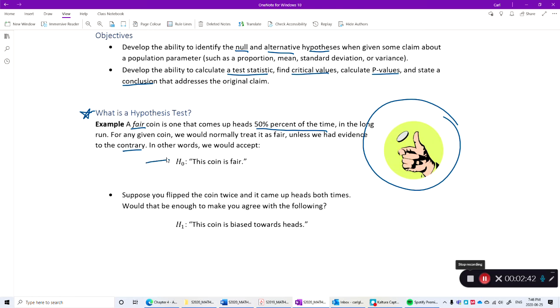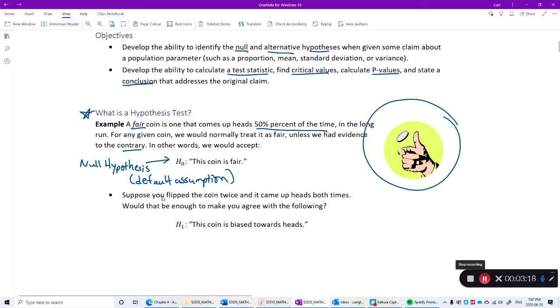And that's called a null hypothesis. We use the symbol 0 there because null is another word for 0. So a null hypothesis is what you might call a default assumption. It's what you believe at the beginning in the absence of any other information. So you would accept this coin is fair unless something proves otherwise.